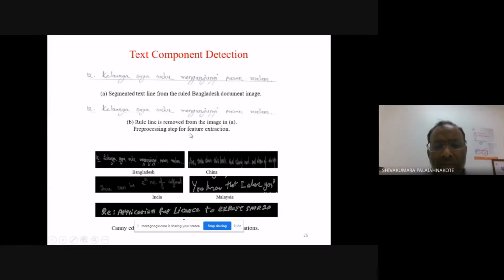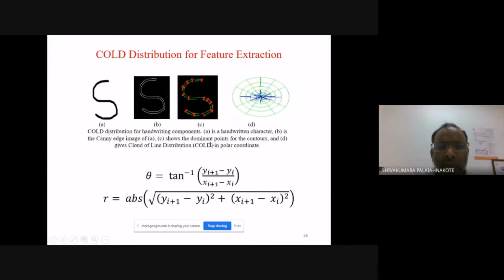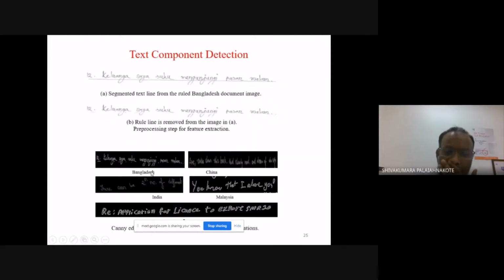Nationality identification is important. That means the classification is very important here. Okay, this is a pre-processing step. So we are getting some components here. Okay, this is the output now, after removing the lines. Now, yeah, this is actually the Canny edges.